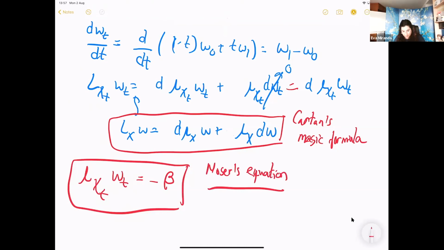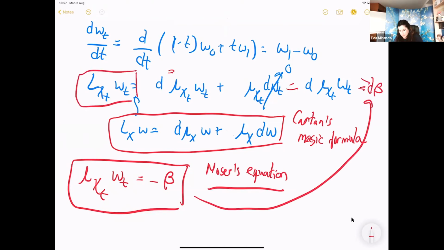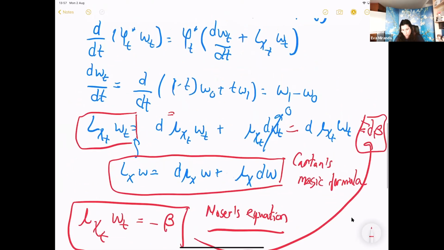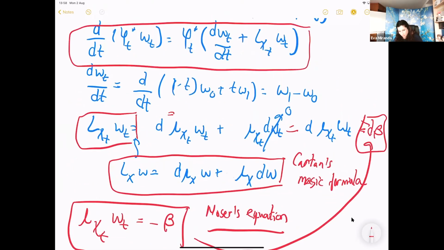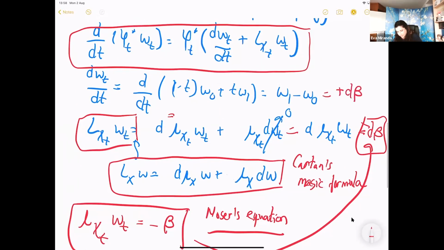And what do we get here? If I plug it in, because of this equation, this is exactly minus the differential of theta. What I have done is just compute the Lie derivative with respect to x sub t of omega t. And now I'm doing something that you hate, which is to go back to this formula here. And look, this is omega 1 minus omega 0, which is plus the differential of beta.